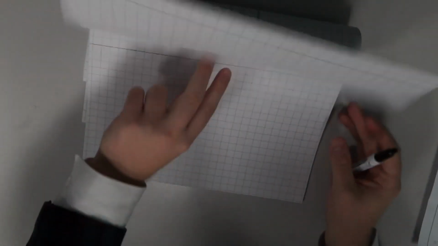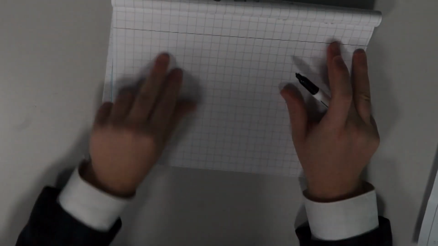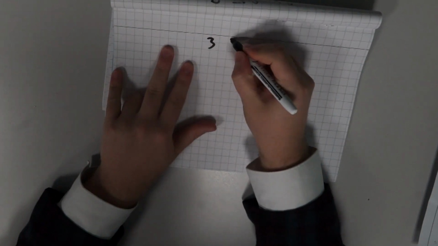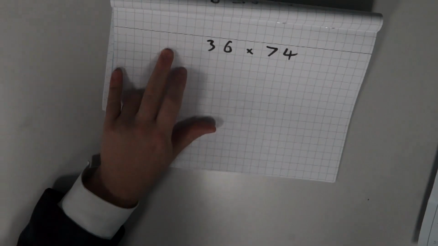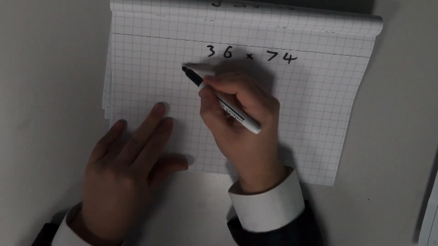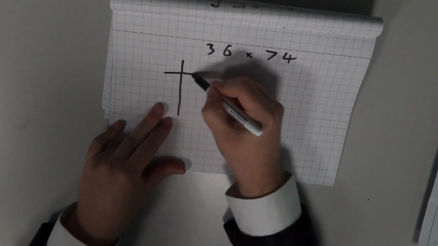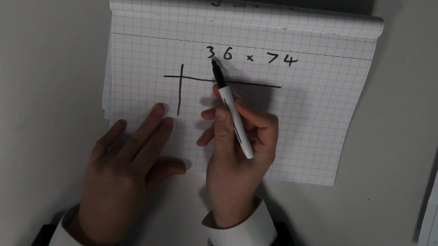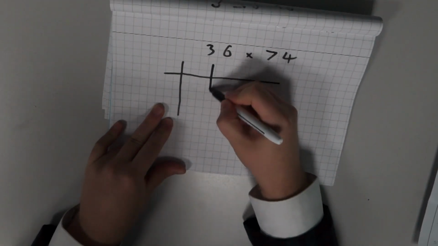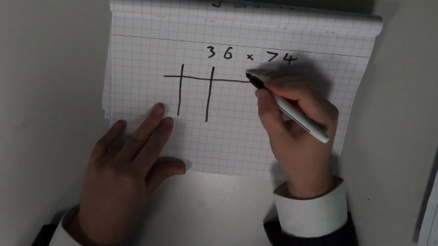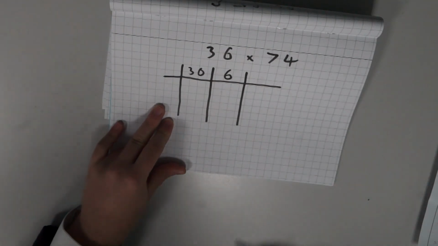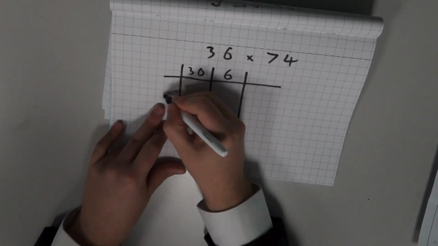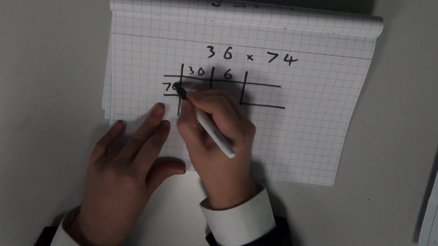Okay, let's go through another example. So next example I'm going to show us is 36 times 74. So again, for my grid, I'll draw that out. I'm going to need a column for 30 and a column for 6, and I can write in 30 and 6. Then I'm going to need a row for 70 and a row for 4.